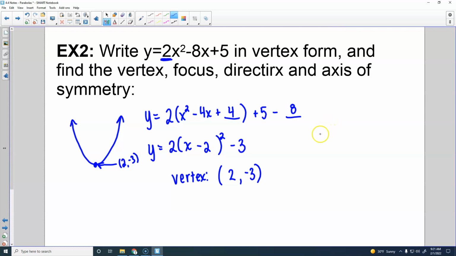And so that focal length, again, is that P equals 1 over 4A. It's the same as it was on the last one. We've got a 2 right there for our A. So we'll have 1 over 4 times 2. Give us 1/8, which is 0.125.